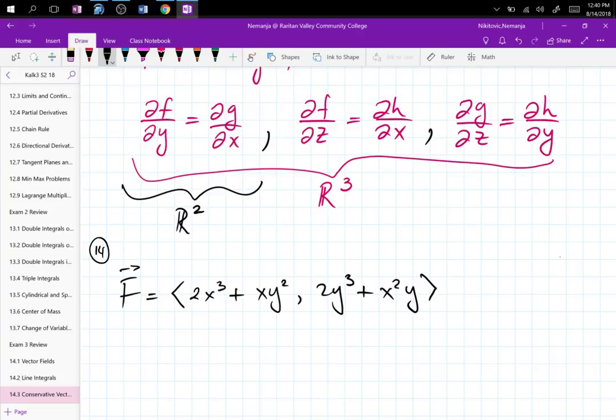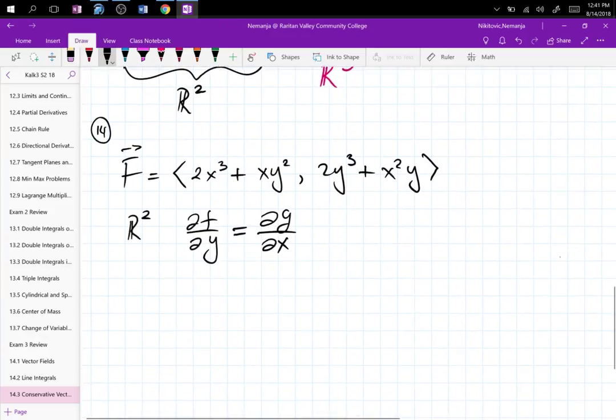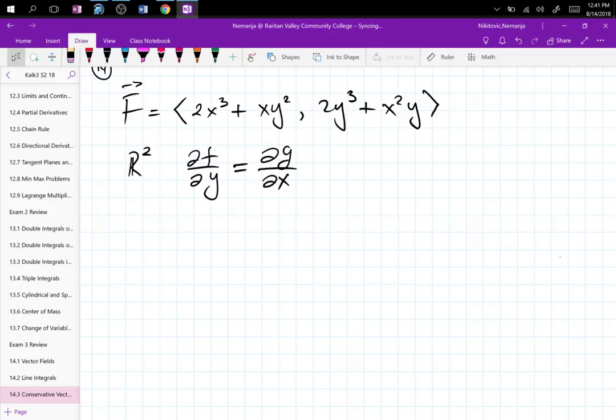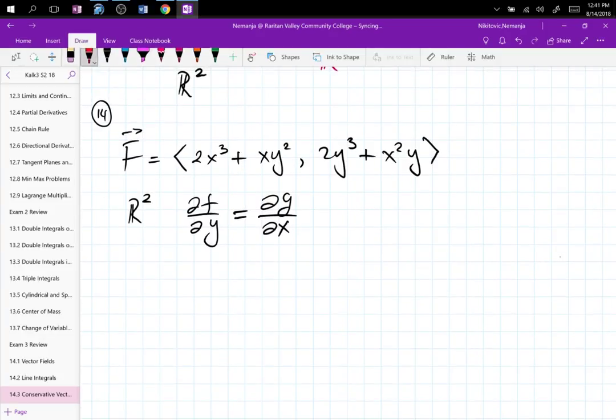So this is R2. So the only one we are using is partial f partial y needs to be the same as partial g partial x. So we know that in the vector field, the first one is f, the second one is g, and then we just check. So we have partial in respect to y. Well, that's going to be 2xy. And that needs to be equal to partial in respect to x. The first term dies, it's 2xy.